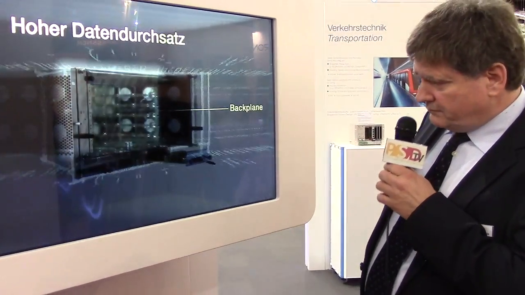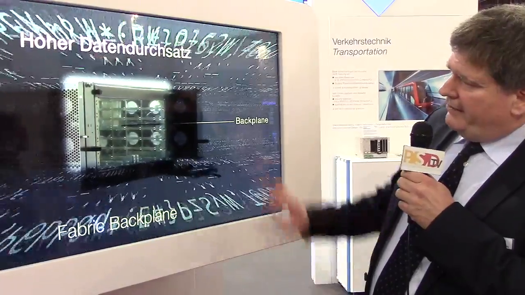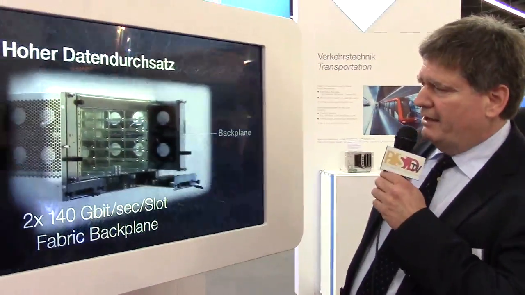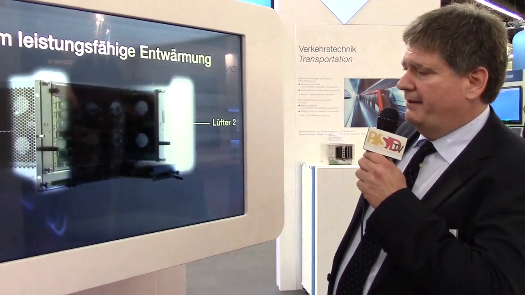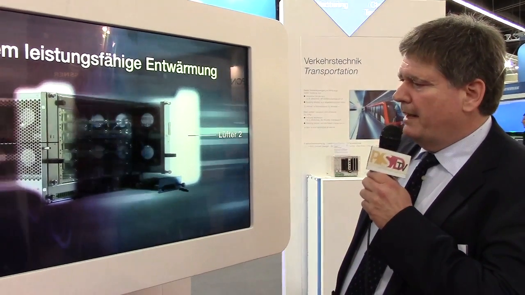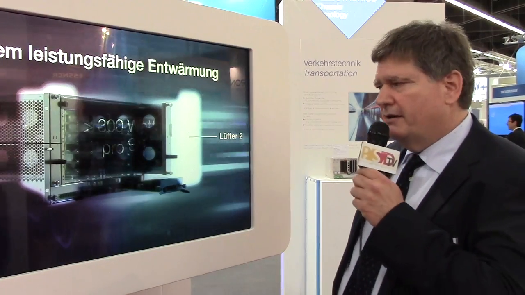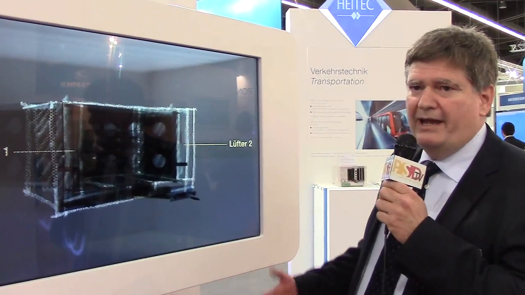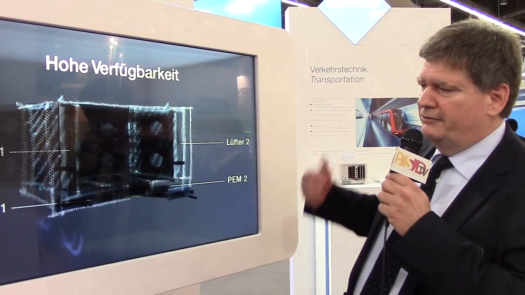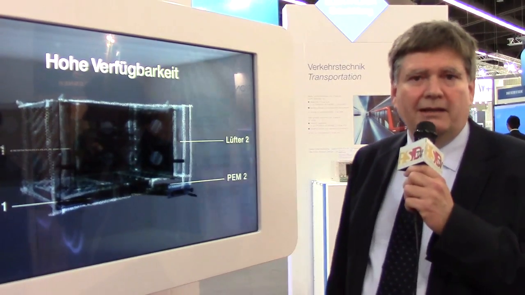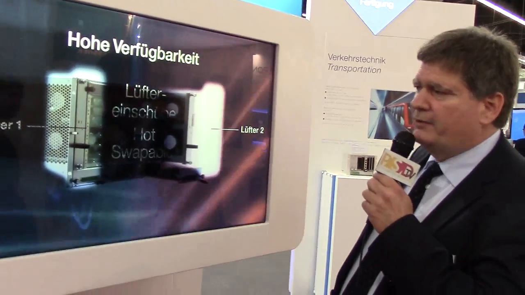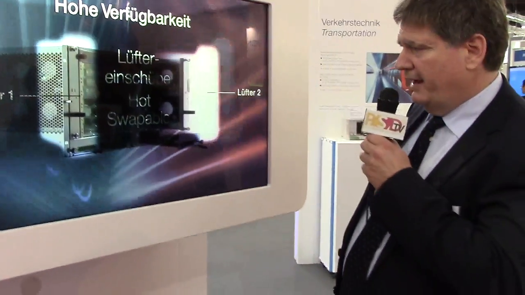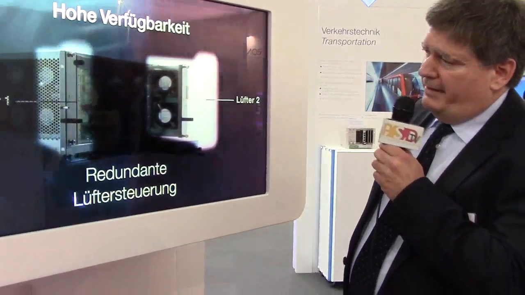into the system. So what we do here is, on the one hand, in terms of data throughput, we have a high-performance backplane built into the system, which is delivering up to 2 times 140 gigabits per second per slot. 2 times because it's a fully redundant architecture, which means whatever happens to the system, there's always a redundant system component available that will actually still allow the system to operate even if one part of the system fails. So high performance in the backplane.